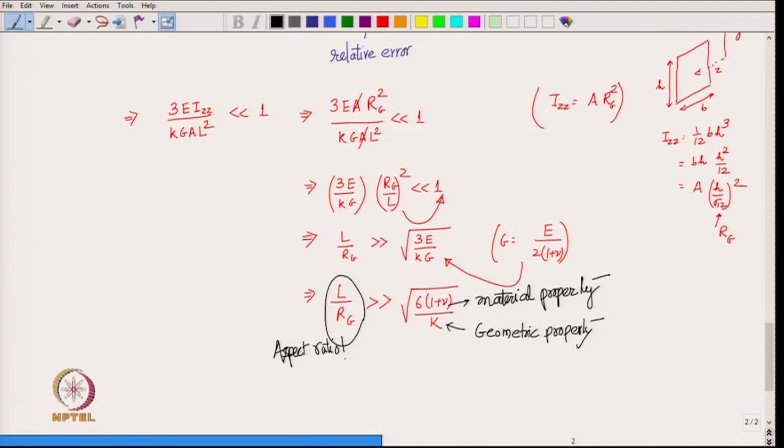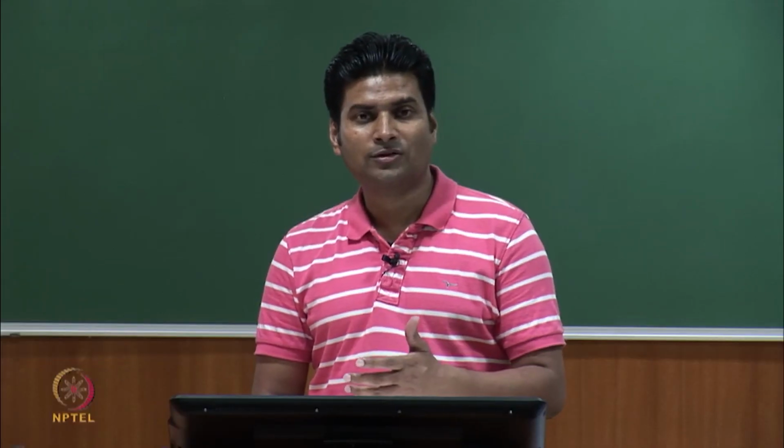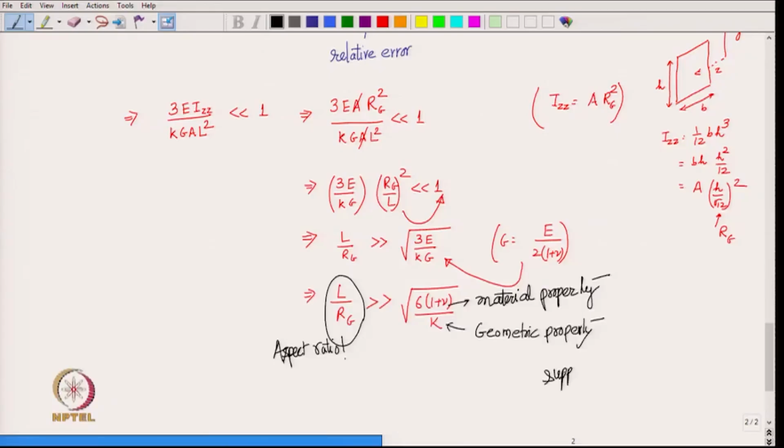Okay. If it is a rectangular beam, k is equal to 2 by 3, and supposing that nu, the Poisson's ratio, for example, is 0.3. So, suppose that nu is 0.3, what is then the right hand side equal to? So, we have square root of 6 times 1.3 divided by k, which is 2 by 3, right. So, that is square root of 9 into 1.3. So, that is somewhat close to, let us say, 4, is not it?